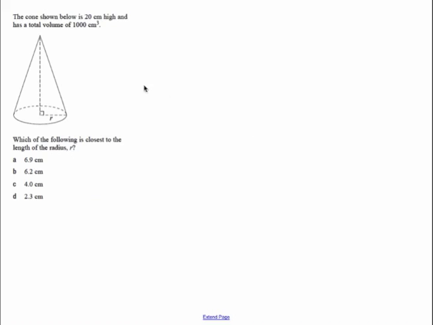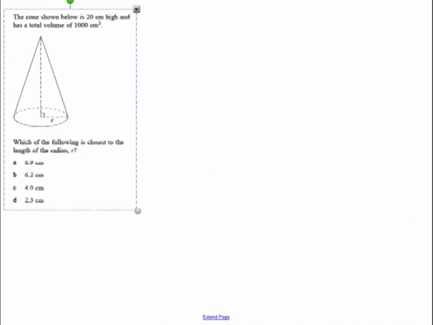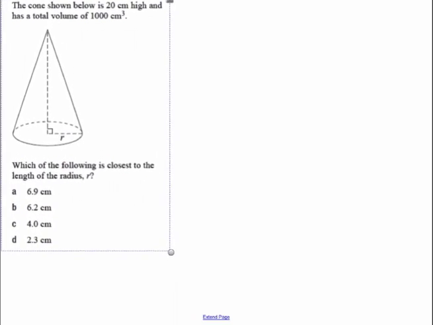So we're going to do another problem now using a cone. In this case, it was an EQAO multiple choice question, but we're going to take it a step further. It says find the radius, so we're going to do that, but we actually want to find the surface area of this cone. So that's what we ultimately want to do.